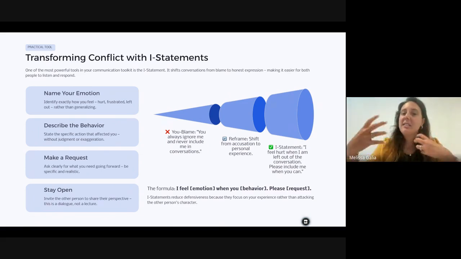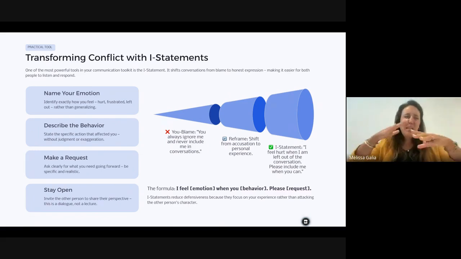I am feeling sad. So this makes me feel sad. This makes me feel angry. This makes me feel confused, overwhelmed, frustrated, hurt. Okay. Then describe the behavior.